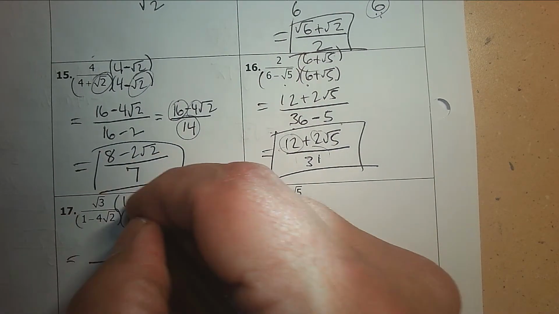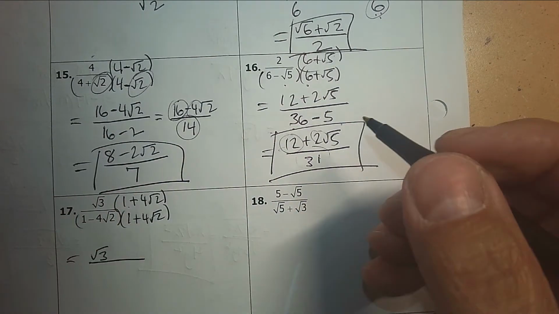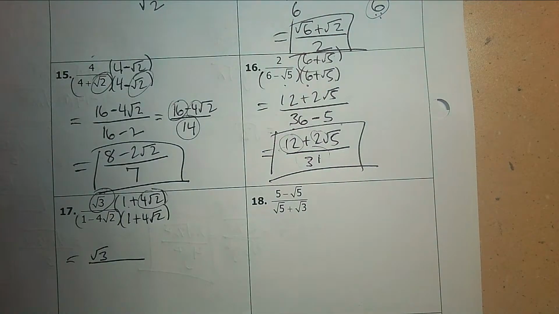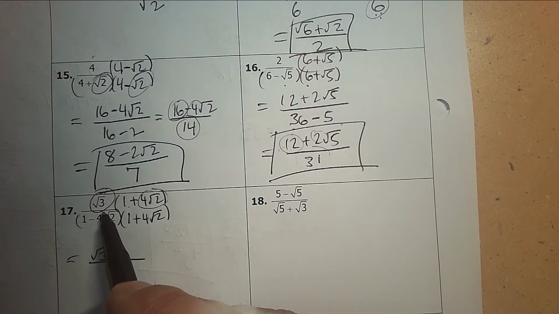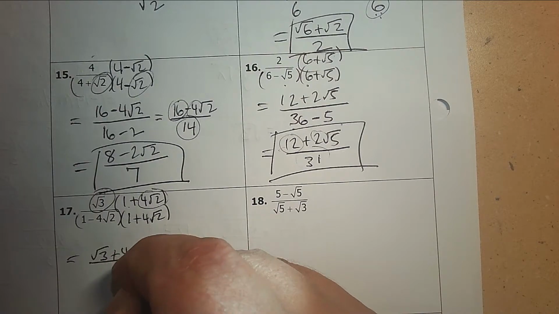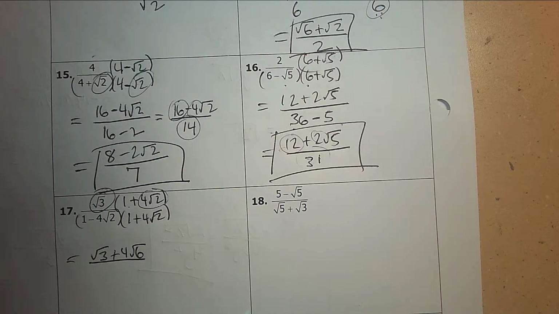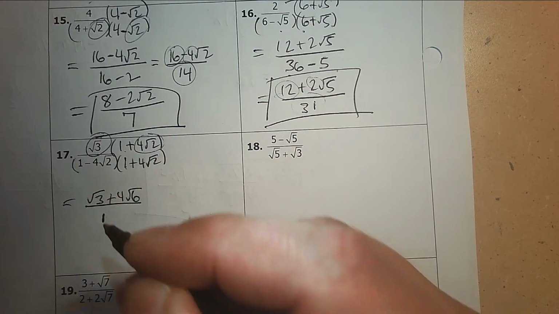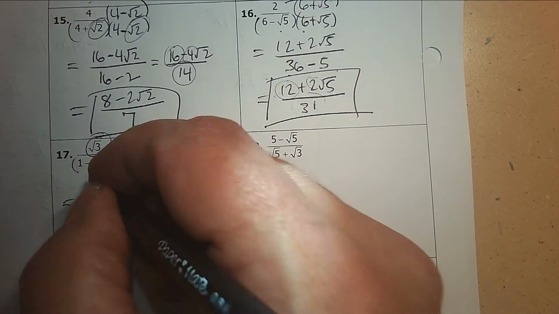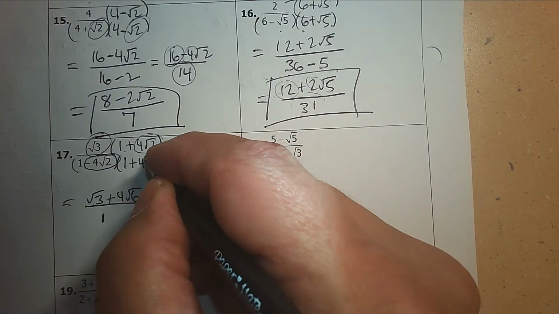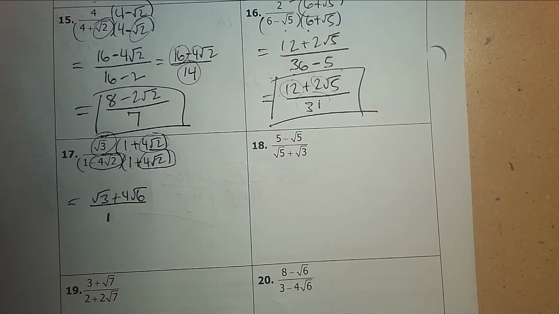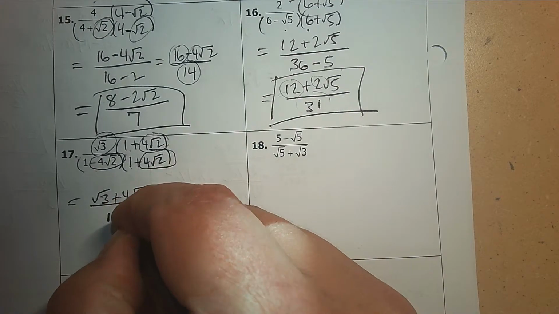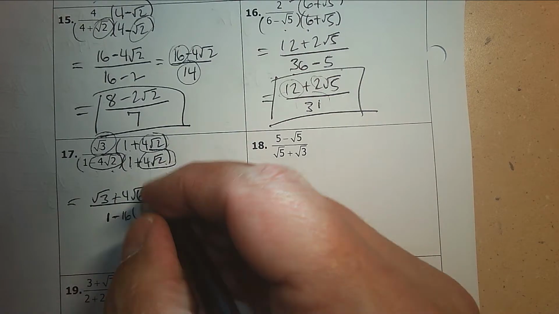Root 3 times 1. Be careful here. Root 3 times 4 root 2. So like numbers you can multiply. So 3 times 2 makes it 4 root 6. The denominator, we just have to go first times first, which is 1. And then last times last, but we've got to be careful. How do we multiply those 2 numbers together? Well, negative 4 times 4 is negative 16, and root 2 times root 2 is 2.